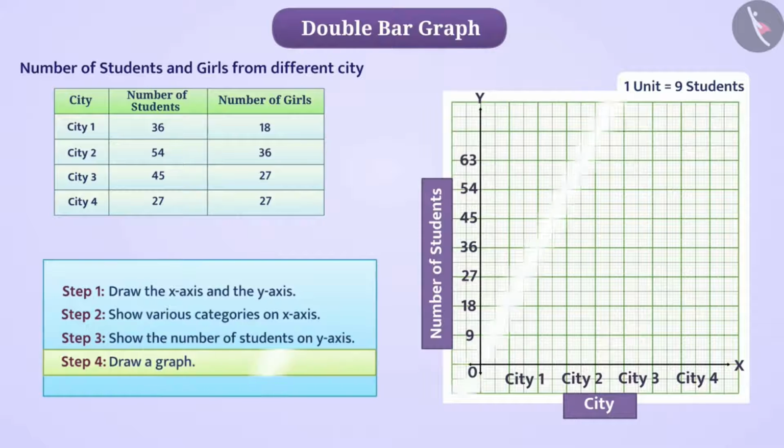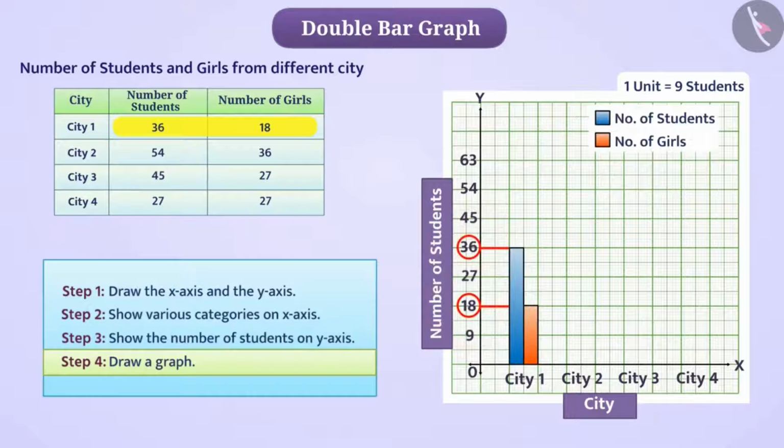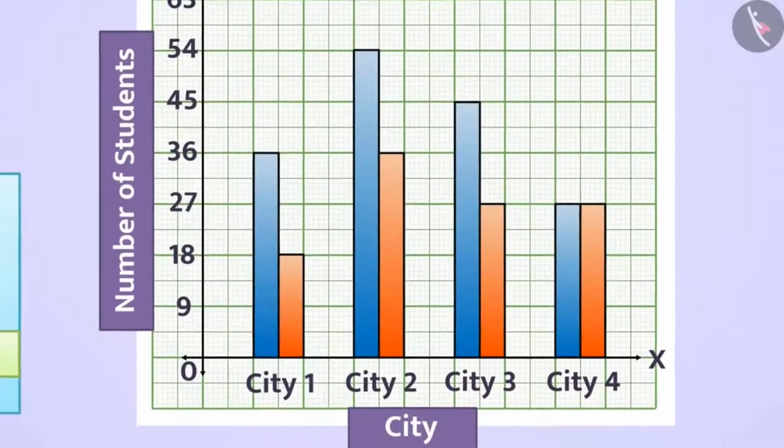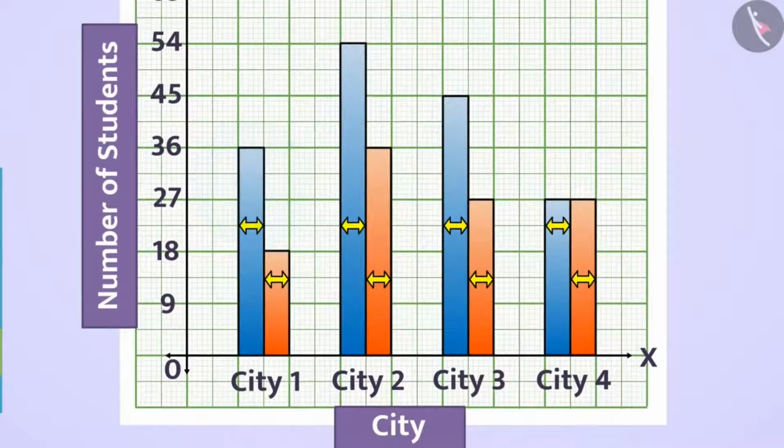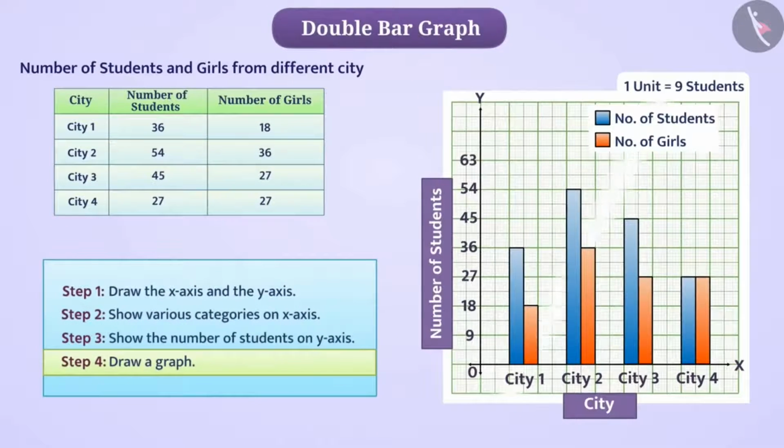Step 4. Now we will draw a graph. We will denote the number of students coming from city 1 and the number of girls with a pair of bars in which one bar will represent the number of students and the other bar will denote the number of girls. Similarly, we will show the number of students coming from all the cities and the number of girls in pictorial form. Remember that we will keep the same width of each bar and keep the same distance between the pair of bars made for different cities. This will give us a double bar graph.